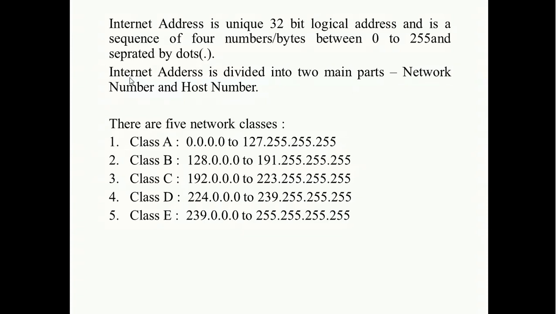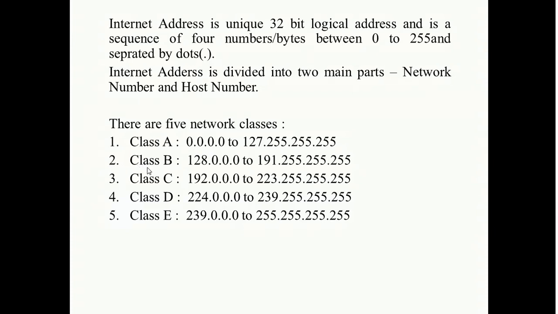The first 8 bits define the network number and the remaining 24 bits define the host number, means the internet address is divided into two main parts, network number and host number, or network ID and host ID. In class A, the first 8 bits define the net ID and the last 24 bits define the host ID.